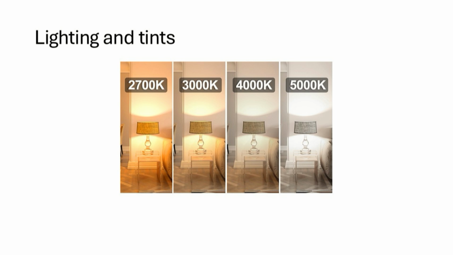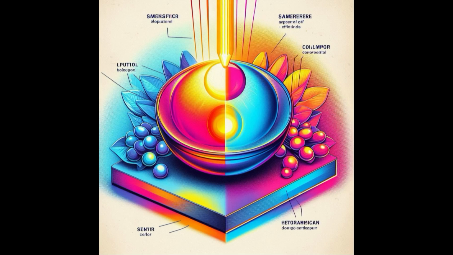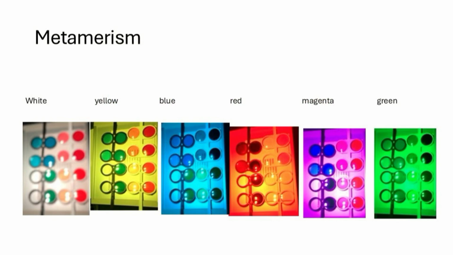Different light sources have different spectral power distributions, which describe the intensity of light at various wavelengths. Tints are designed to selectively transmit or reflect certain wavelengths of light. The color we perceive in a tinted object is the result of the specific wavelengths of light that are transmitted through or reflected off the tint.